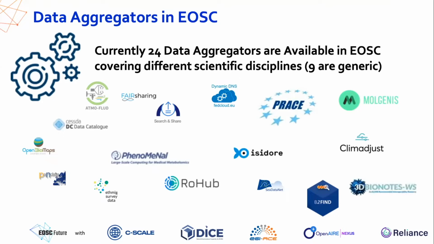At the time being, there are 24 data aggregators available in EOSC. I've been trying to put all their icons over here. You can just go into the marketplace, go on aggregators and integrators, and you will find all these. Nine are generic, while some of them are, of course, dedicated to a specific domain. In our case, with the work that we are doing in RELIANCE and with RoHub, we are mainly working in this domain with earth science.